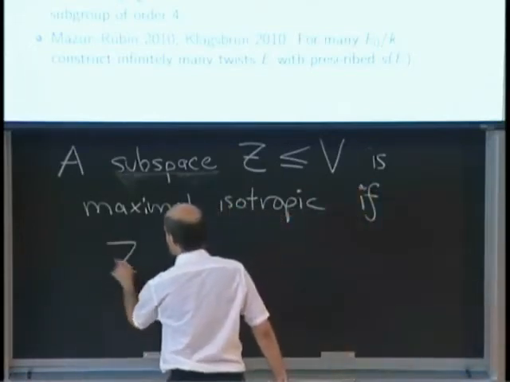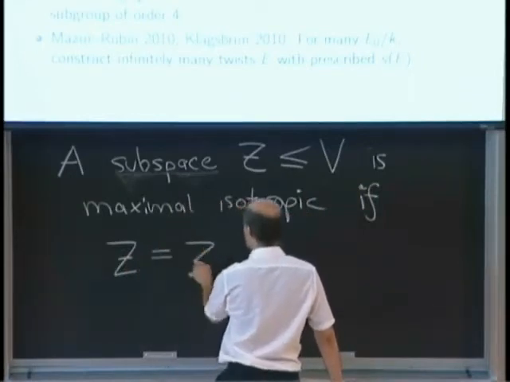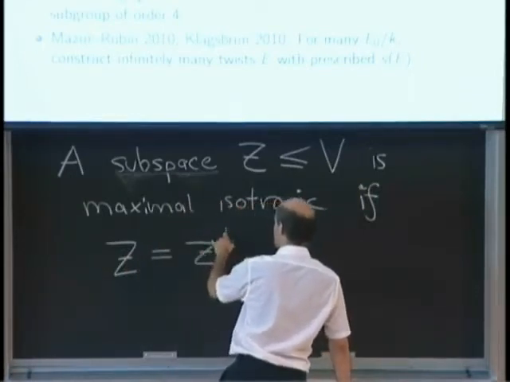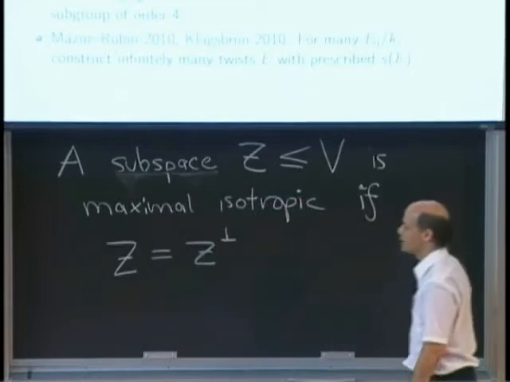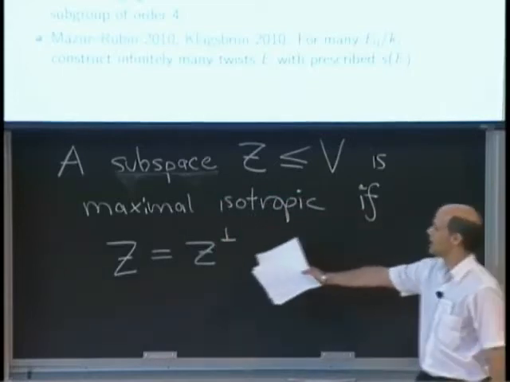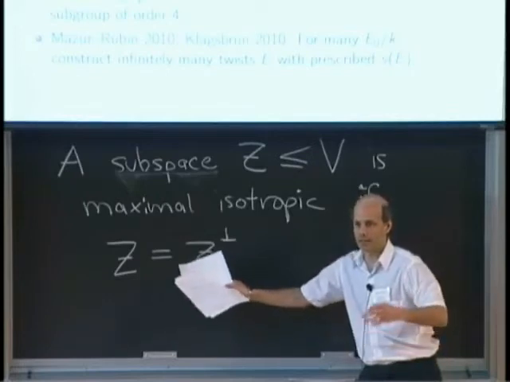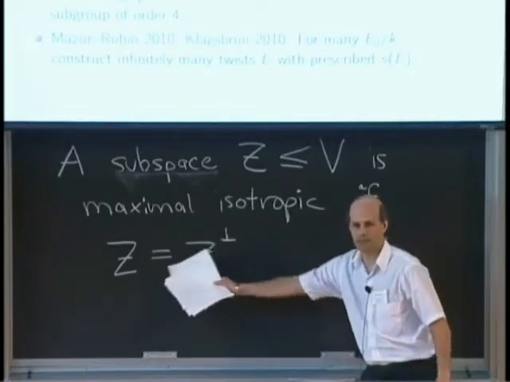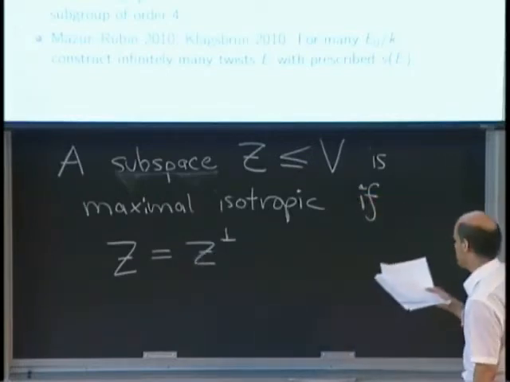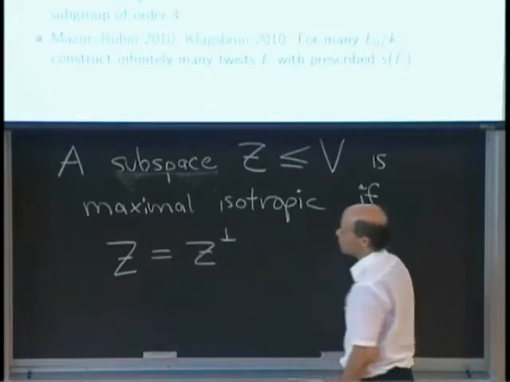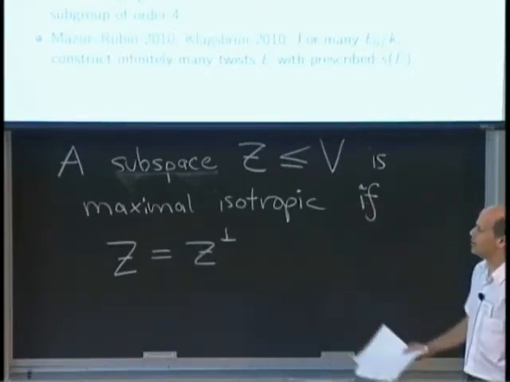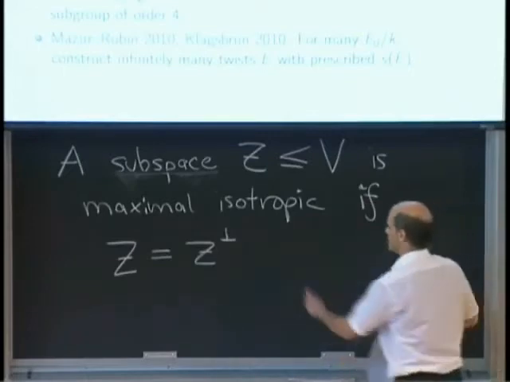Okay, so it should be equal to its orthogonal complement. And so that implies not only that it's orthogonal to everything in Z, but also that you can't make it any bigger. You can't throw in anything else and keep it orthogonal to everything itself. But that works fine when Q is odd. But when Q is even, there's an extra condition.